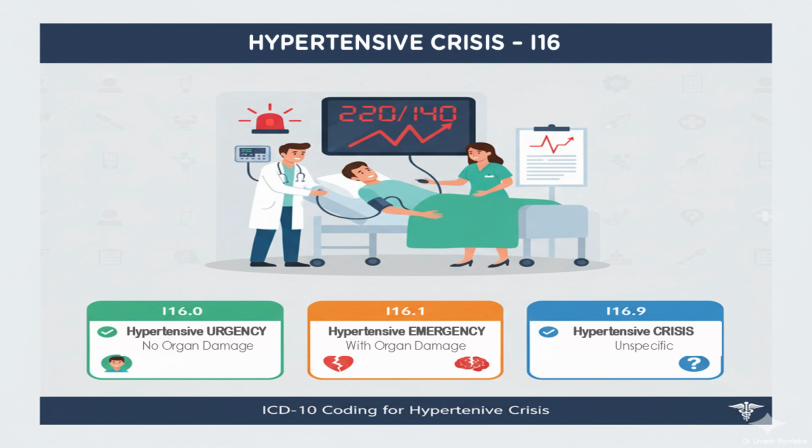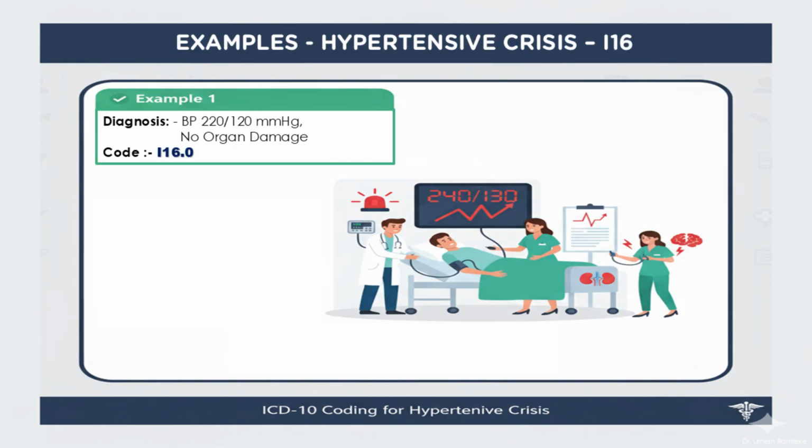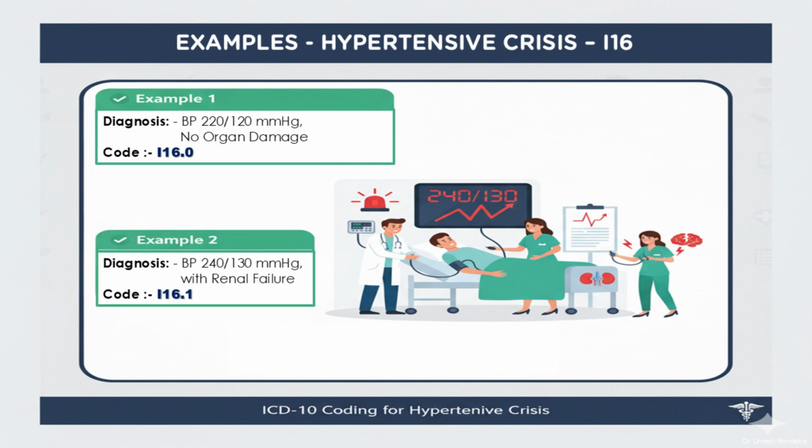In coding for a hypertensive crisis, the decisive factor is the presence of acute organ damage. Let's review two critical clinical examples from the I-16 series. In example 1, the patient presents with severely high blood pressure of 220 over 120 millimeters of mercury, but documentation shows no organ damage. This classifies the situation as a hypertensive urgency, which is coded as I-16.0.